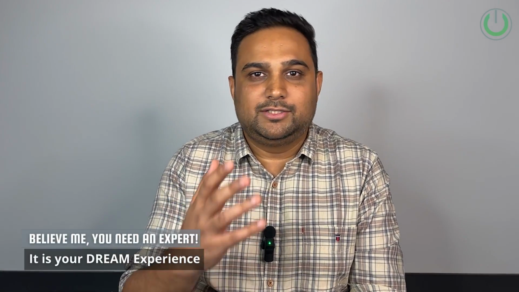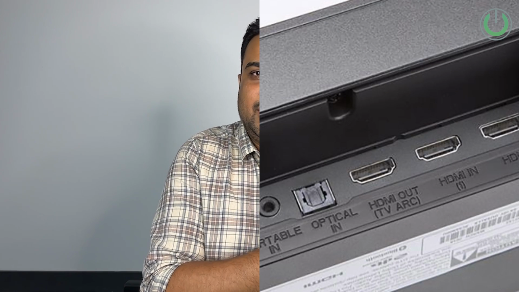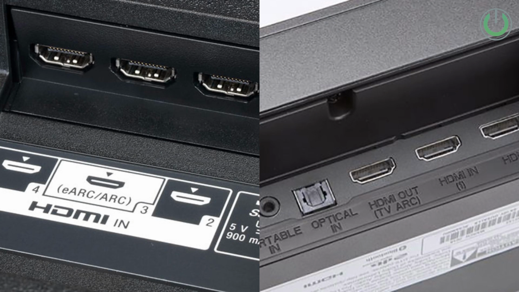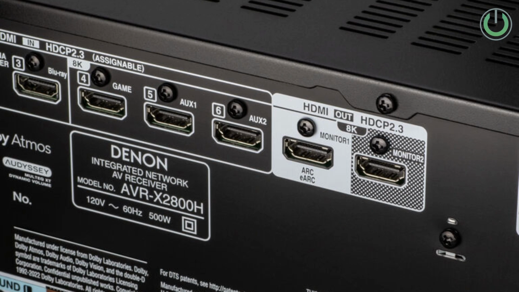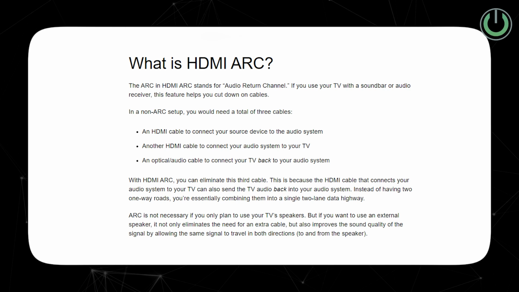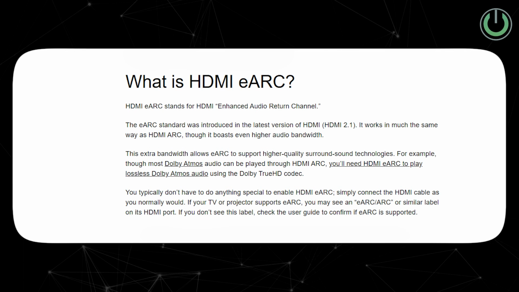Now in recent times, HDMI has come up with many upgrades, as I told you in the start, and the upgrade that I'm talking about is HDMI ARC or eARC. I'm pretty sure that if you're using a home theater system which comprises a TV, a soundbar or a home theater amplifier, you will definitely have either an ARC port or an eARC port. Now what does ARC stand for? ARC is actually Audio Return Channel and eARC is Enhanced Audio Return Channel.